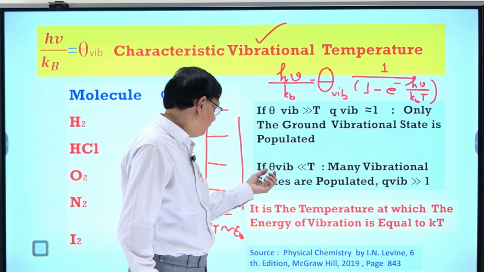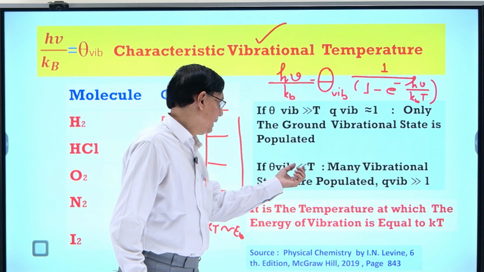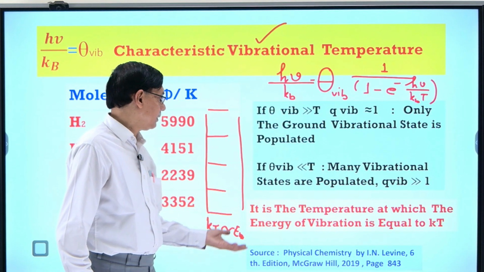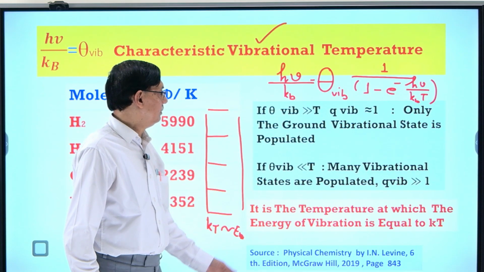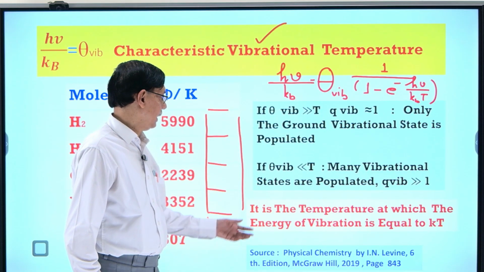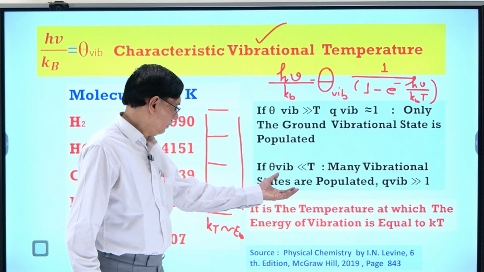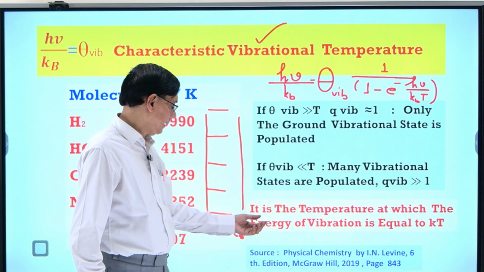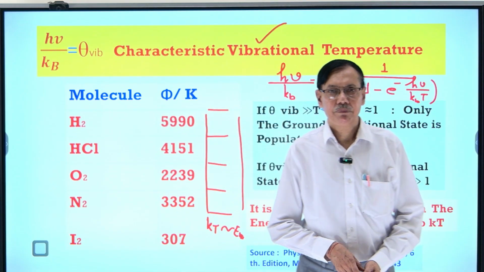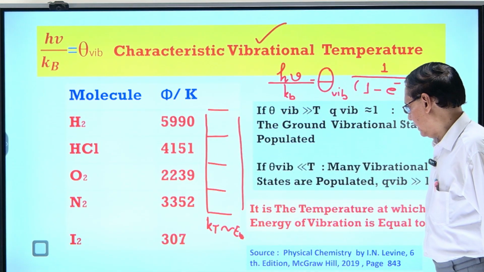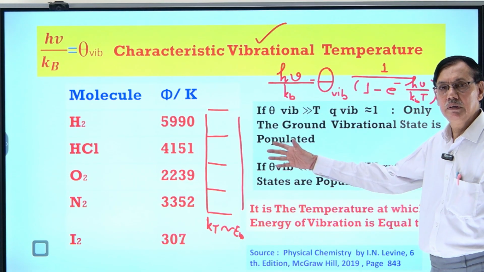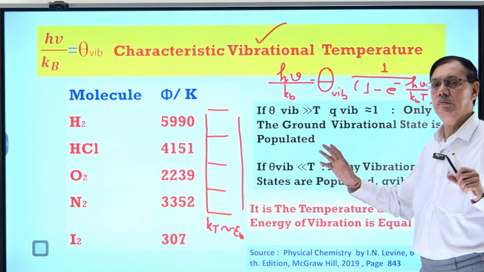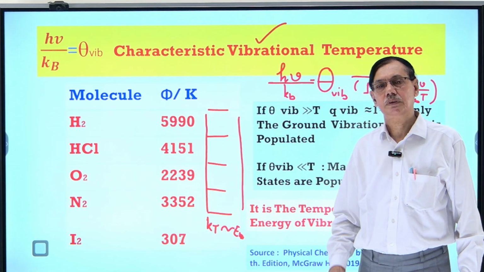On the contrary, if the characteristic vibrational temperature is less than T, many vibrational states are populated. So I'll explain how you calculate these things if the temperature is very high. And I have taken the values of the characteristic rotational temperature from the physical chemistry book by Levine. So it is available. Now let me summarize today.